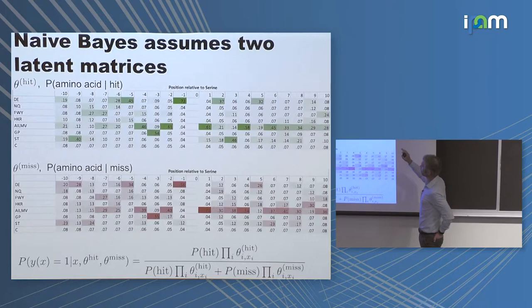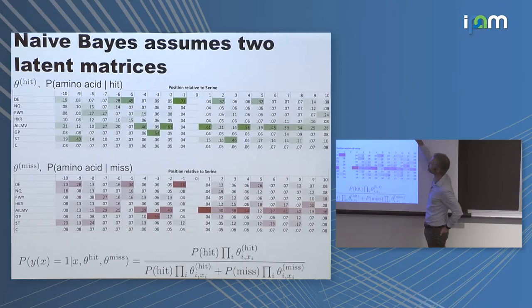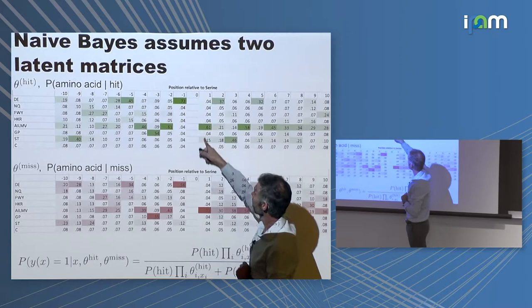Naive Bayes assumes that there are two latent matrices. One describes the distribution over amino acid sequences among those peptides that are active. There are two enzymes involved here. For the sake of keeping things simple, just think about one of those enzymes. So it's just a binary classifier. Active means the response is a one. So pick this column. Okay, so there are some numbers here. Turns out these numbers sum to one.